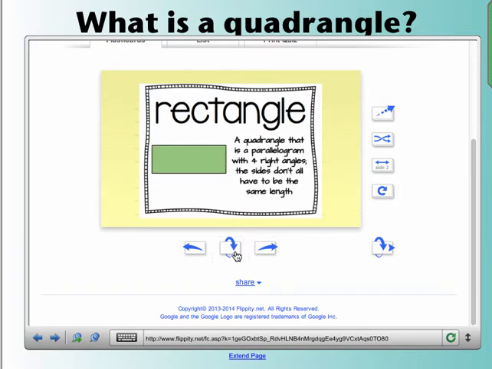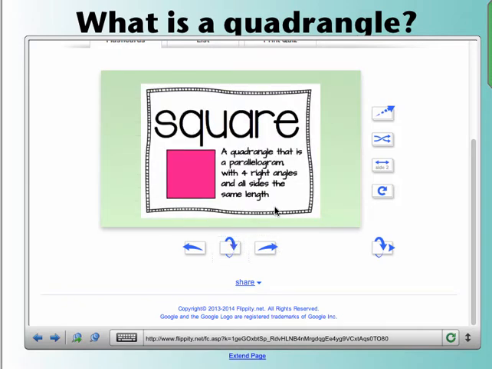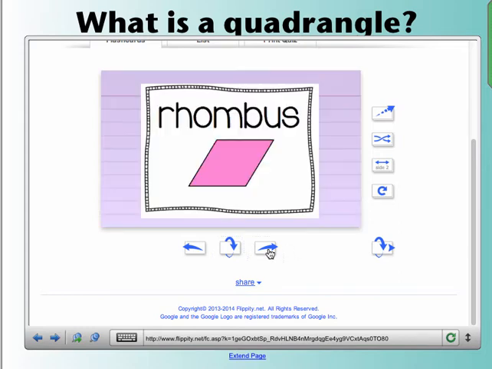A rectangle is a quadrangle. This rectangle is actually a parallelogram. It has 4 right angles, and the sides don't all have to be the same length, but there's 2 pairs of equal sides. A square is a quadrangle. That's a parallelogram with 4 right angles and all sides that are the same length.